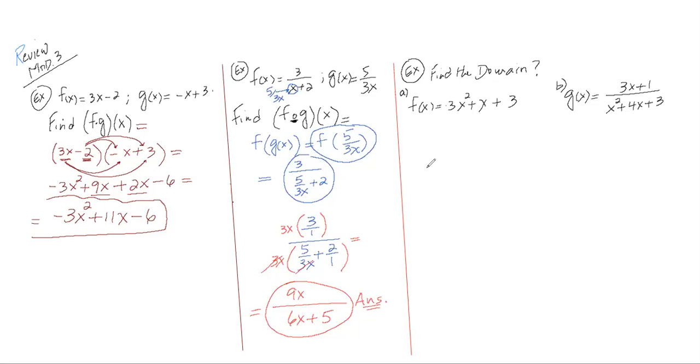So remember that this one is a polynomial function. And remember this is a rational function. And so you know how to do the domain of a polynomial and of a rational, okay?